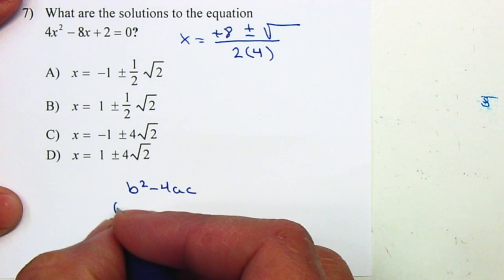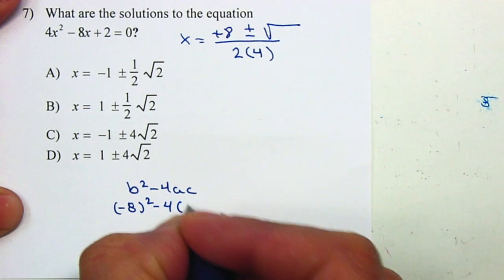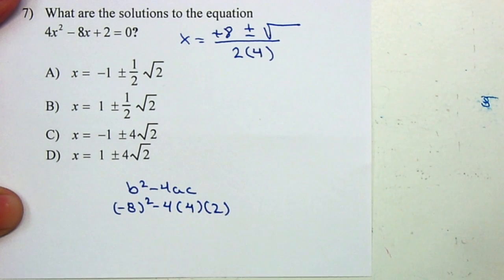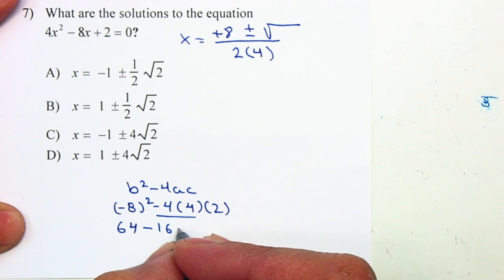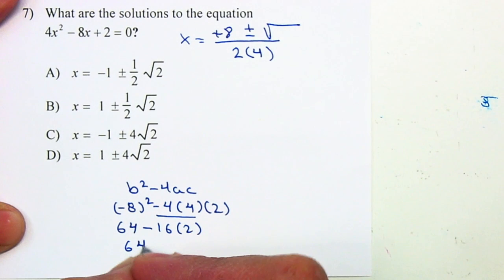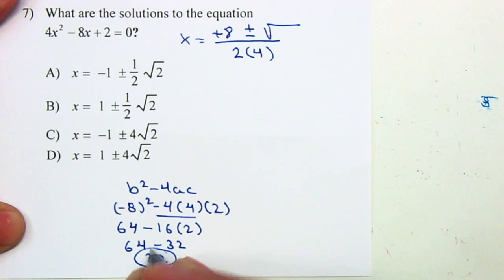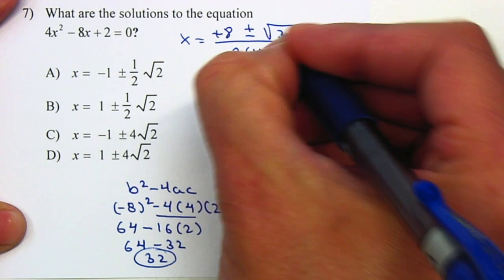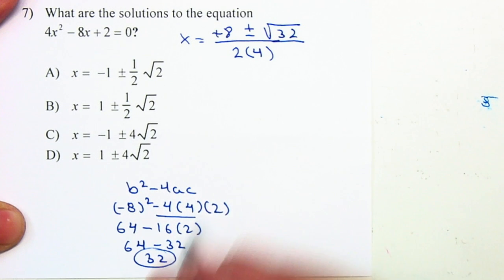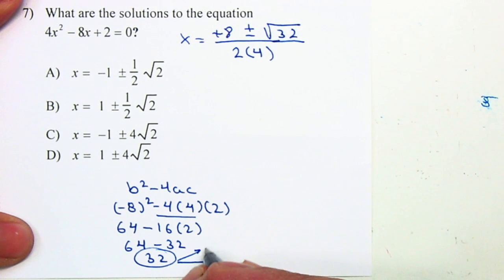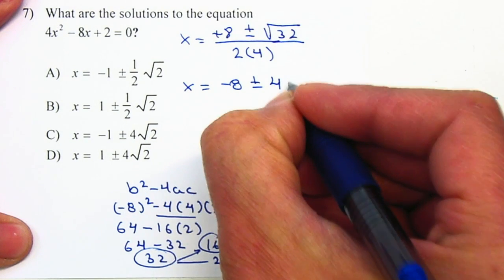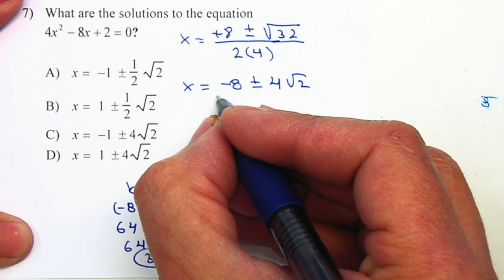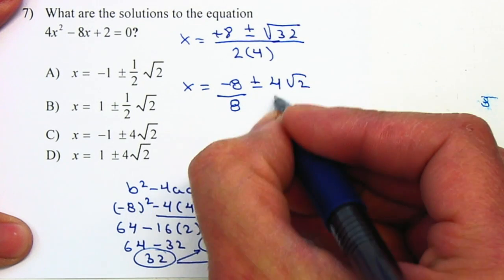So b squared is negative 8 squared minus 4, a is 4, and c is positive 2. Gives me negative 8 squared, 64, minus 16, multiplied by 2. 64 minus 32 is 32. So that's the discriminant. Now the square root of 32 is 16 times 2, and the square root of 16 is 4. So x is equal to negative 8 plus or minus 4 square root of 2 over 8 and over 8.